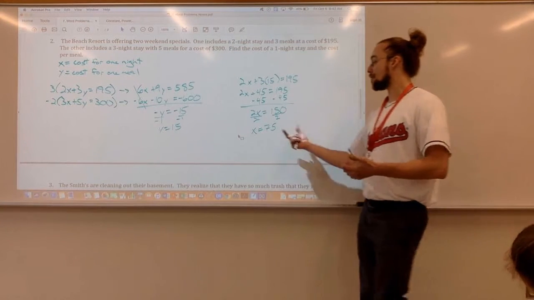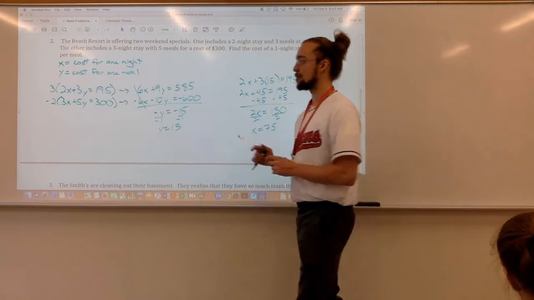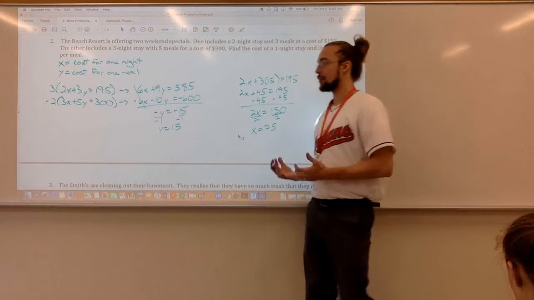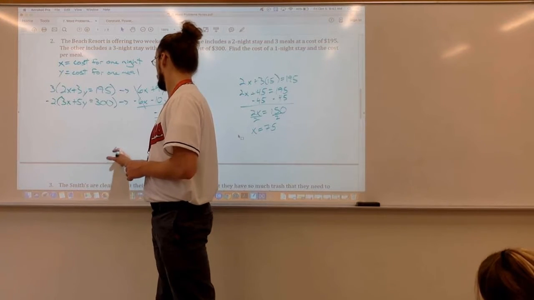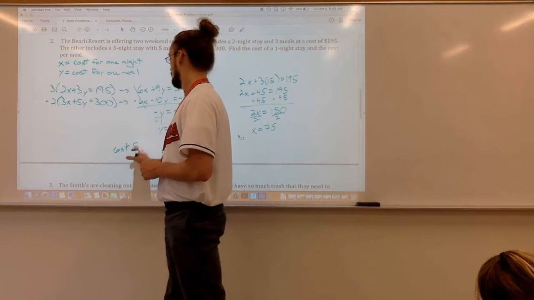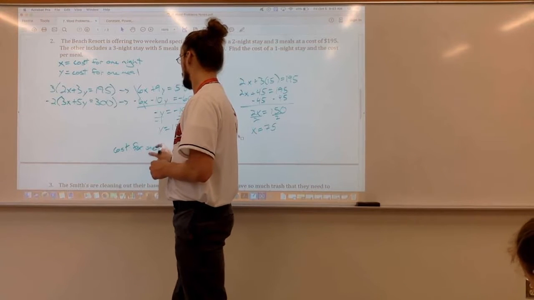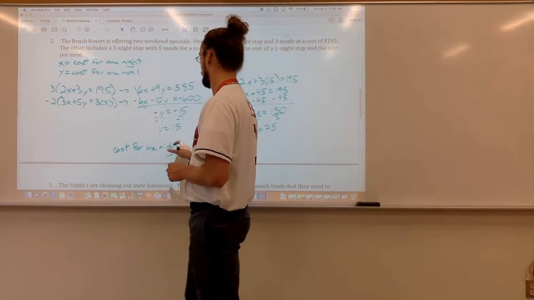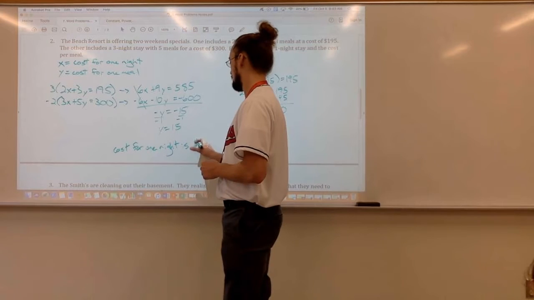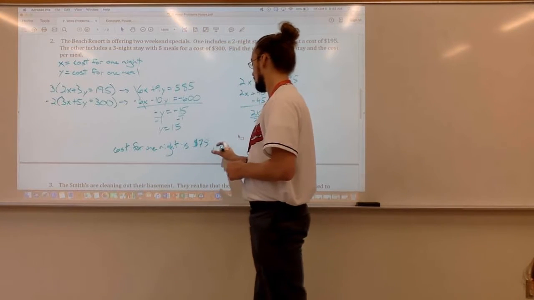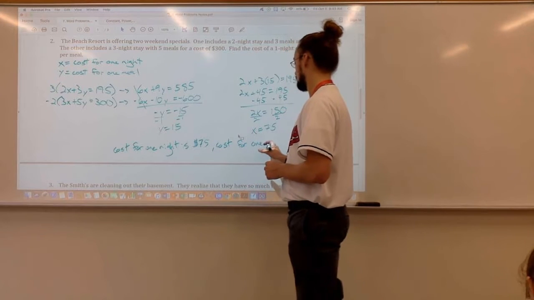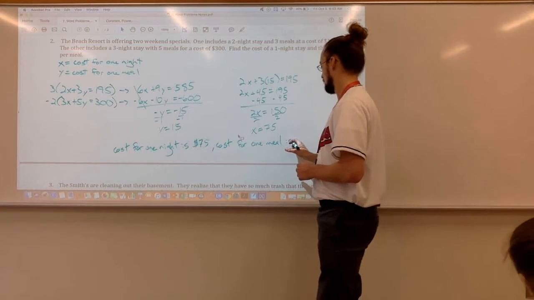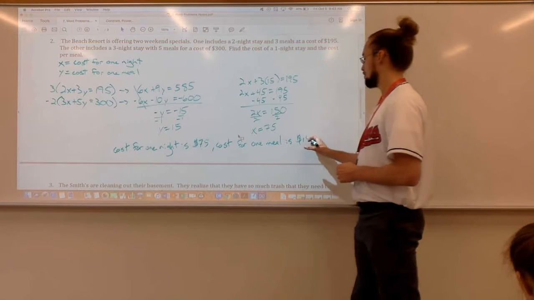Once we have our 2 solutions, remember we want to write out what that means. So we would say the cost for 1 night is $75, and the cost for one meal is $15.